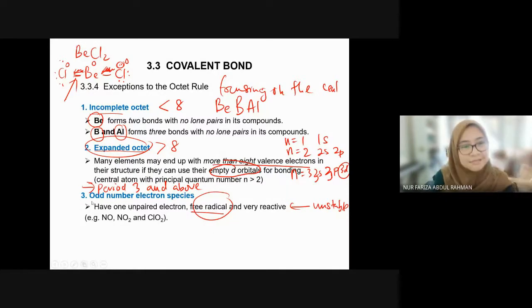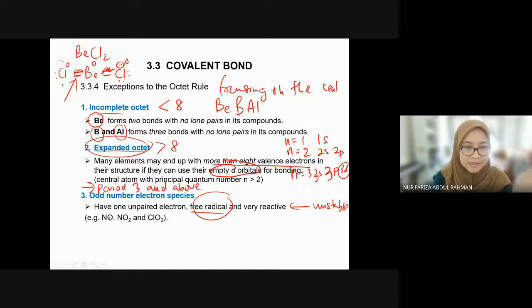Last but not least will be odd number electron species. Later on we will look at examples of these exceptions. This is an overview so that you get the first idea of what is incomplete octet, expanded octet, and odd number electron species. Like I said, they have one unpaired electron, a free radical. This one is known as a free radical, and it is very reactive. Very reactive means it is unstable. Examples: NO, NO2 and ClO2.